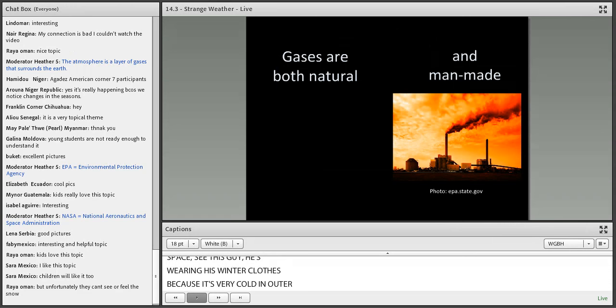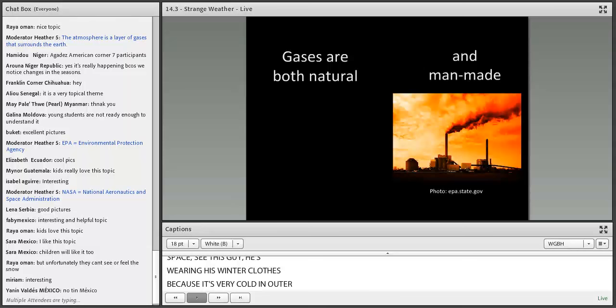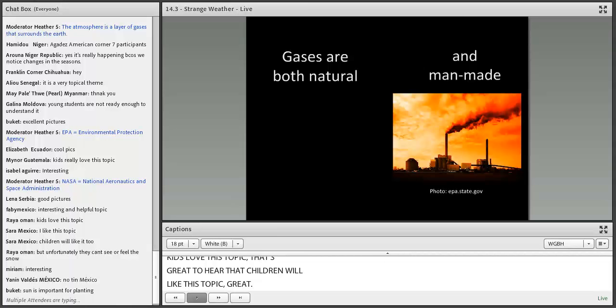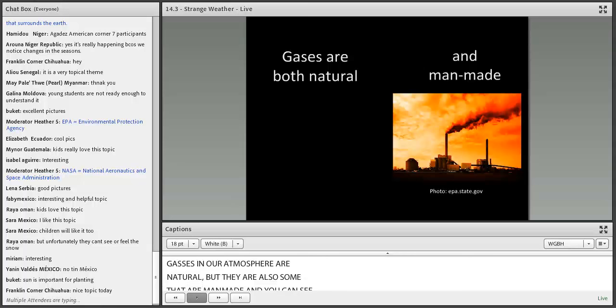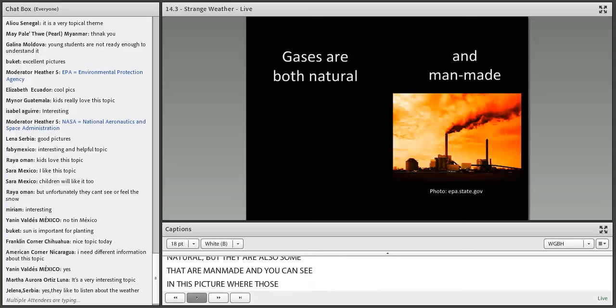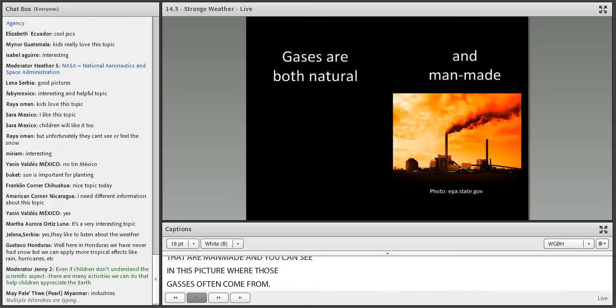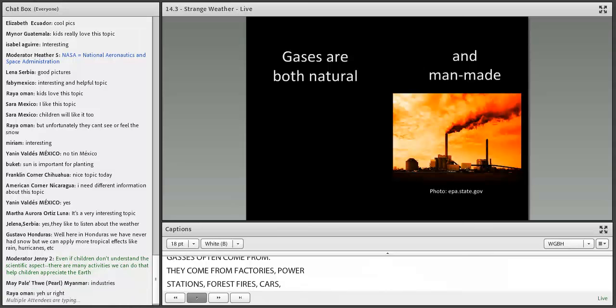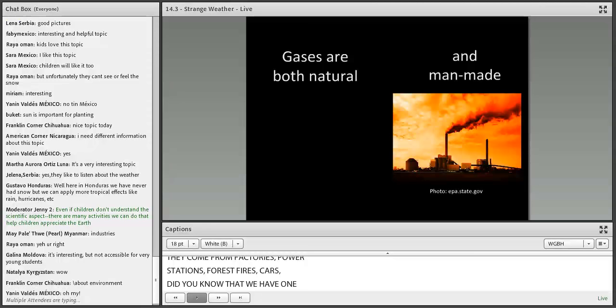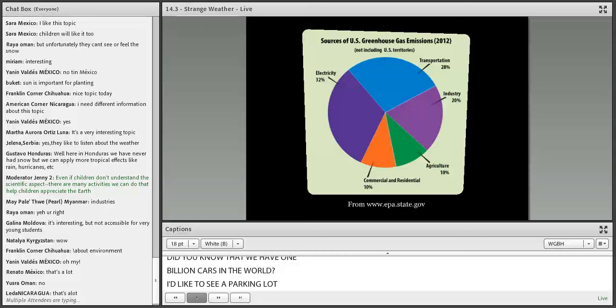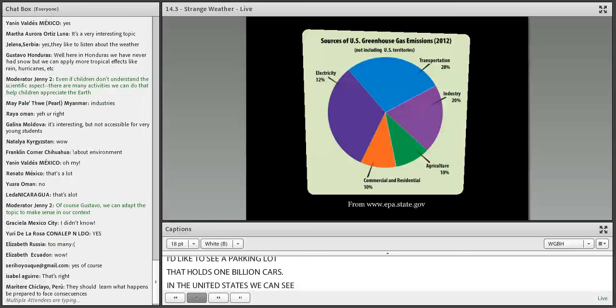Raya from Amman said, kids love this topic. That's great to hear that children will like this topic. Great. So gases in our atmosphere are natural, but there are also some that are man-made. And you can see in this picture where those gases often come from. They come from factories, power stations, forest fires, cars. Did you know that we have 1 billion cars in the world? I'd like to see a parking lot that holds 1 billion cars. In the United States, we can see where these gases or emissions are produced by a factory and sent into the air.